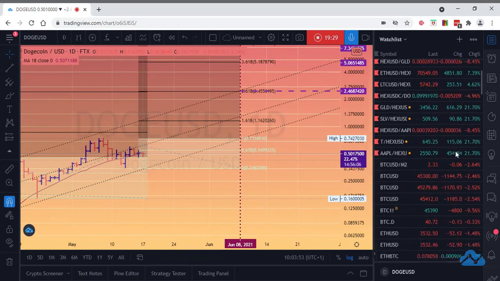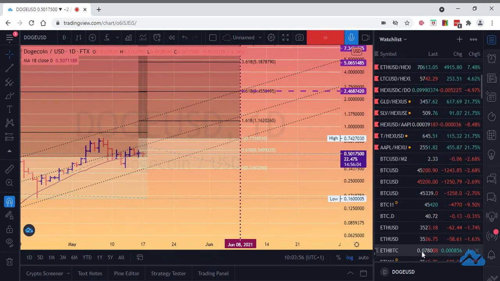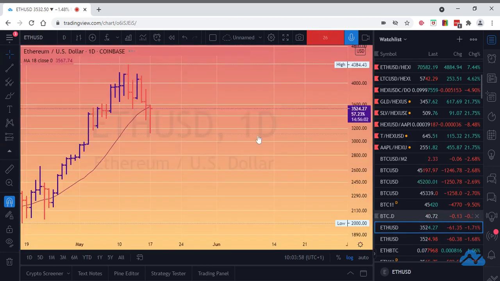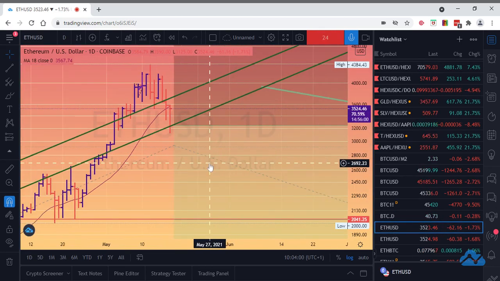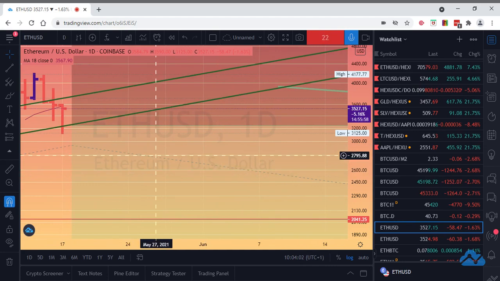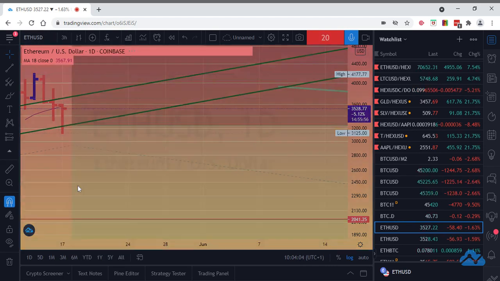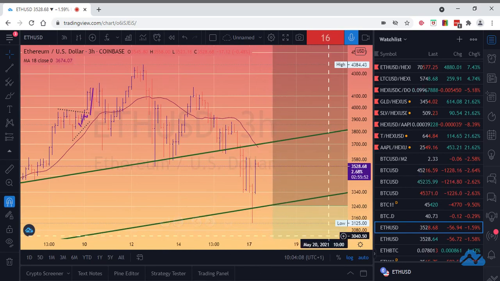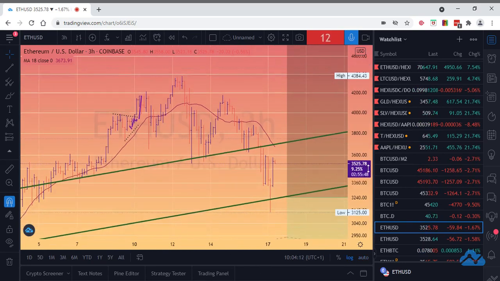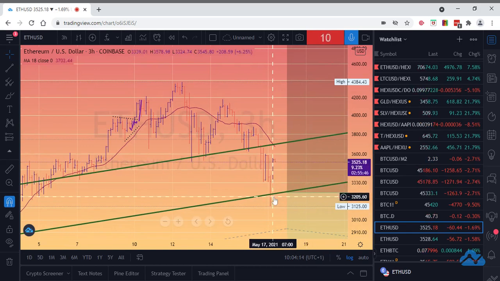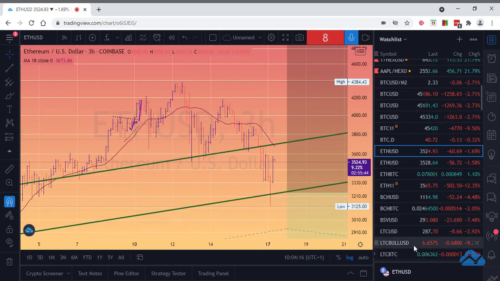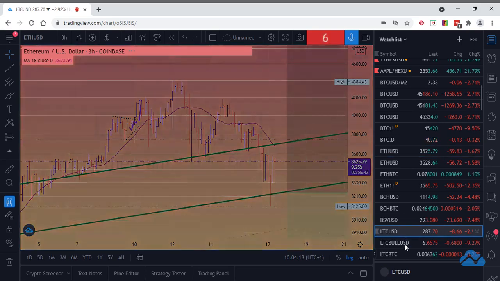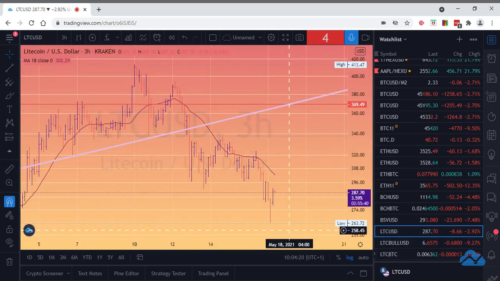But anyway. How's the ETH doing? ETH back above 3,500. How low did it dump? What was the dump like? 3 hours. Ooh, came down to 3,100. Wow, this was really a big dump during the night. Litecoin 287 down to 263. Okay, my time is up.